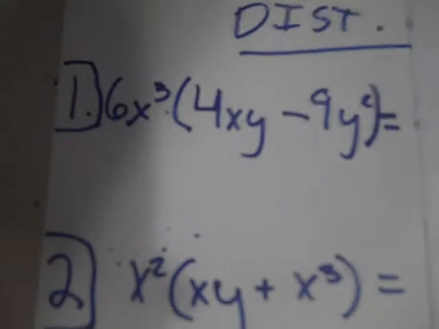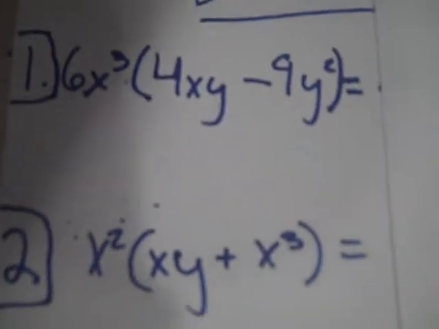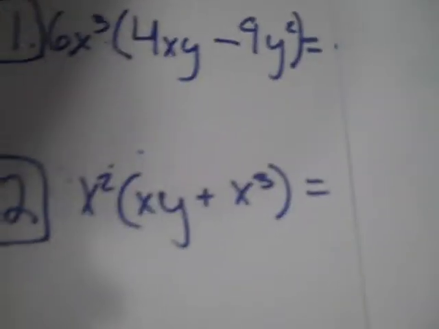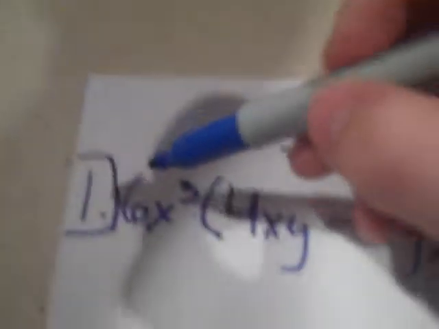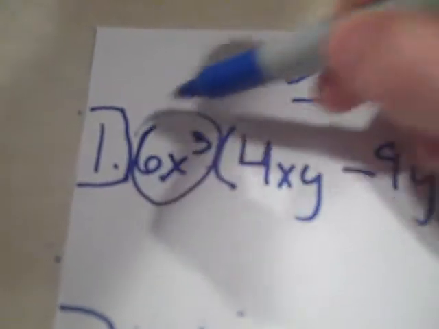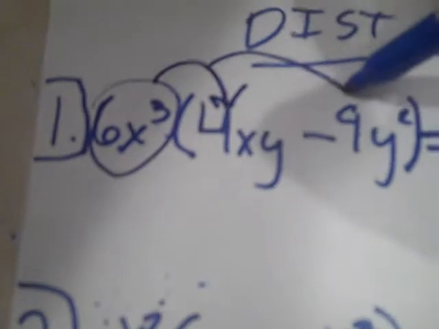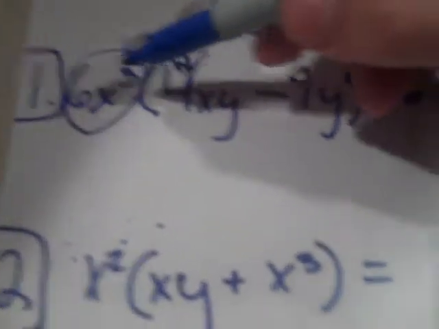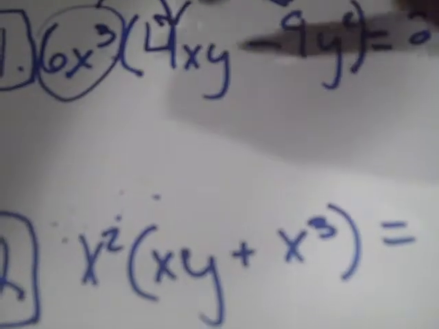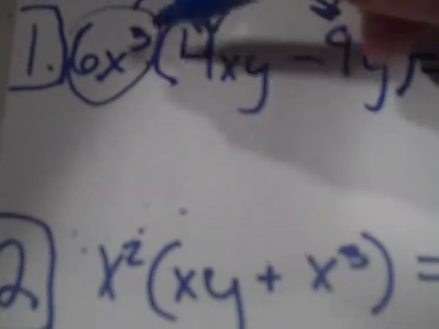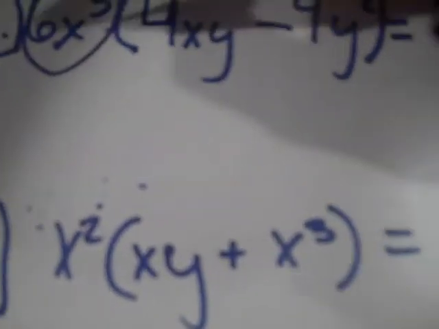Alright, this is where things get a little more tricky. So we have 6x cubed, open parentheses, 4xy minus 9y squared. So how we start this is we're going to start out with this 6x cubed, and we're going to go ahead and distribute it like any other distribution problem right here and right here. So what are we going to do from here? It's really simple. Since these both have x's in them right here, you're going to do the addition law on that since you're multiplying, alright?